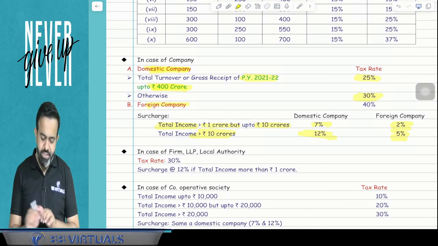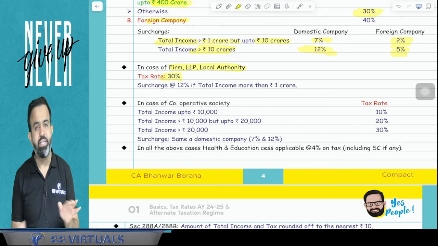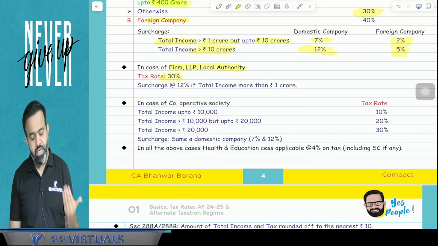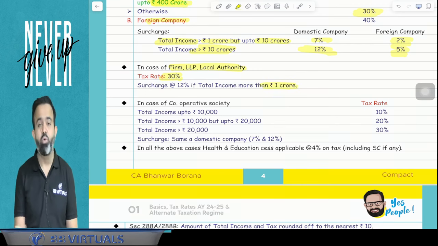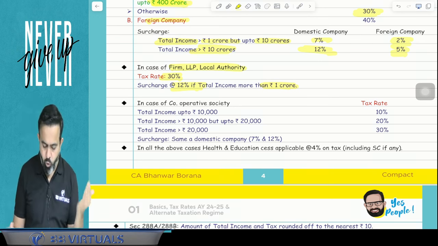Yes. Now, guys, in case of the partnership firm, LLP and local authority, your tax rate is flat 30%. Is surcharge applicable? Answer is yes. If your total income is more than 1 crore, then surcharge is applicable at the rate of 12%.